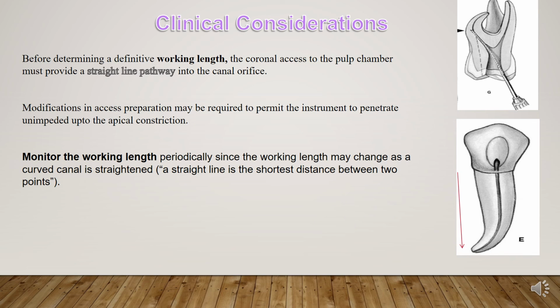So, before determining a definitive working length, the coronal access to the pulp chamber should provide a straight line patency to the apical foramen. Modifications in access preparation may be required to permit the instrument to penetrate unimpeded up to the apical constriction. Monitor working length periodically since working length may change as the curved canals are straightened. A straight line is always the shortest distance between 2 points, so you need to take care of these points.